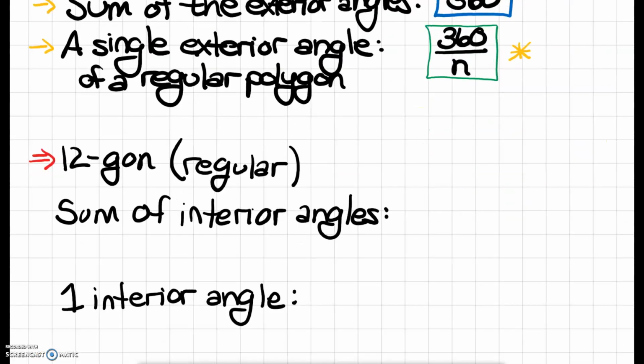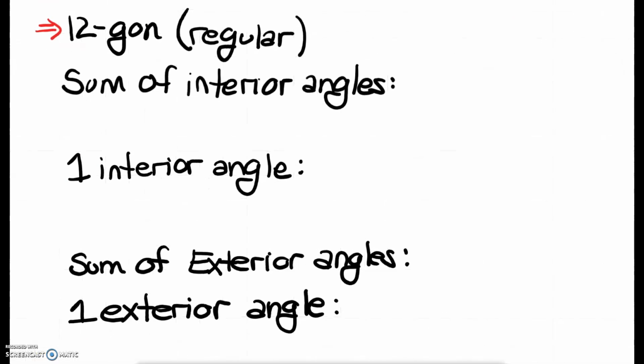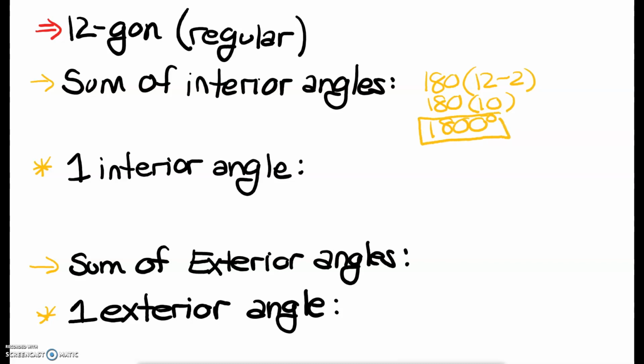So let's use these formulas on an example. I have a 12-gon, and I'm going to tell you that the 12-gon is regular, but for the ones marked with an arrow, it could be any old 12-gon. Okay, so let's find the sum of the interior angles of a 12-gon, which is a 12-sided figure. That would be 180 times (12 minus 2), which is 180 times 10, so it would be 1800 degrees.